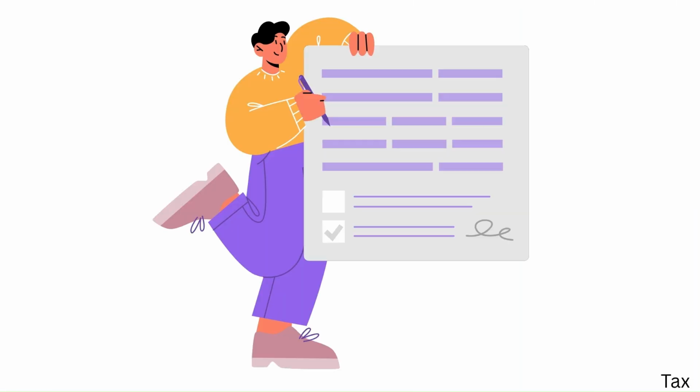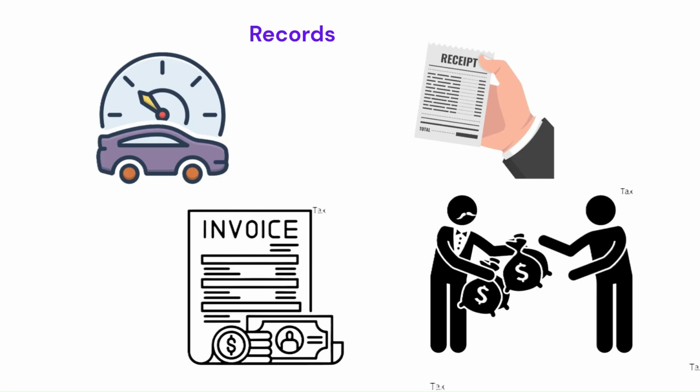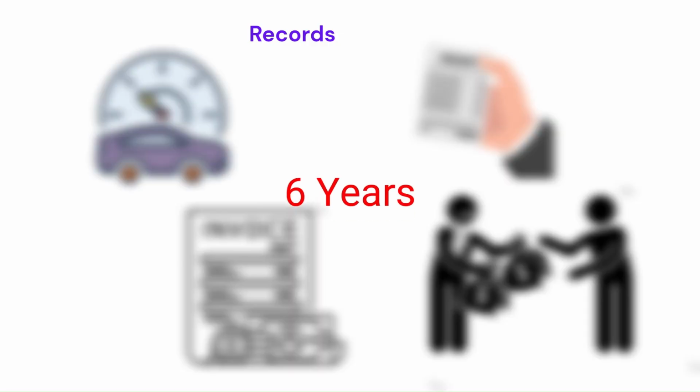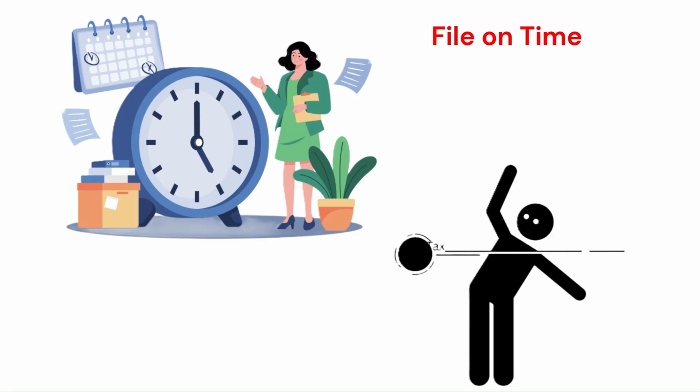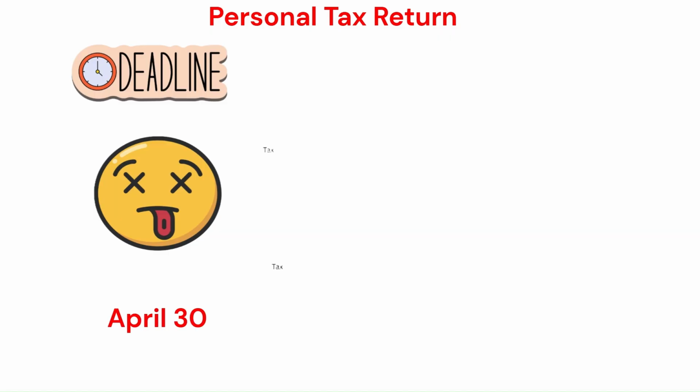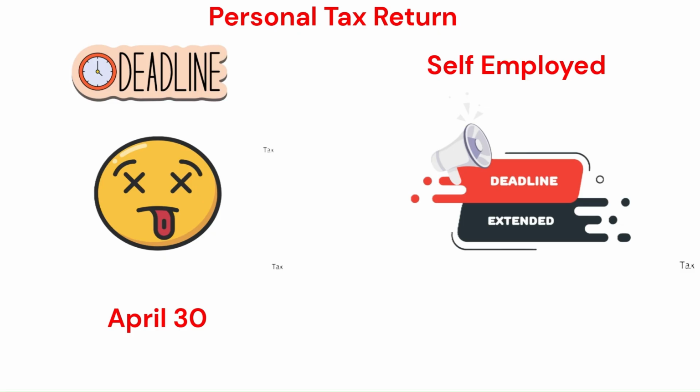Once you file your return, keep all your records, like receipts, mileage logs, invoices, GST collected or paid, for at least 6 years. The CRA has a set time frame where they can ask for proof anytime for the last 6 years. Lastly, file on time to avoid any penalties. The general deadline for personal tax return filing is the 30th of April. But for self-employment, we get an extension and can file the tax return by June 15th.